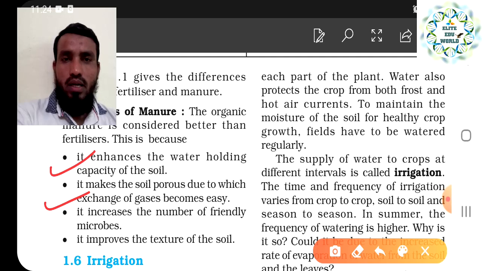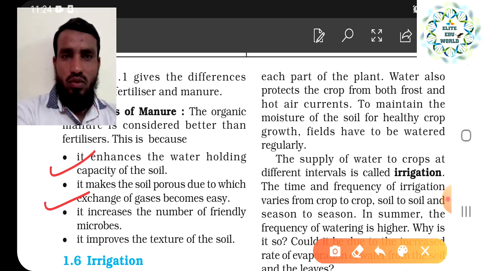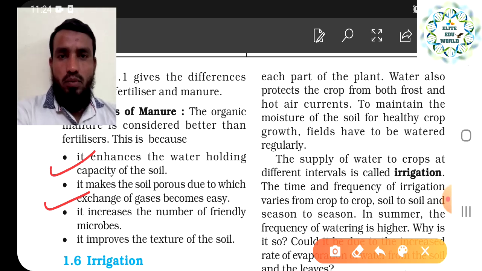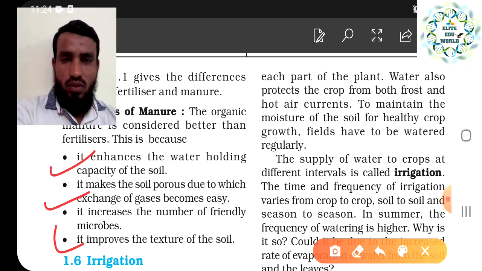Now the third point: it increases the number of friendly microbes. Manures also contain microbes, and the number of friendly microbes can be increased by using manures. Like if you are using vermicompost, worms are there, and worms are the friend of our farmer. They move through the soil and increase aeration, which is also an advantage for our soil. And microorganisms decompose whatever plant and animal products are in the field, which also enriches the soil nutrients.